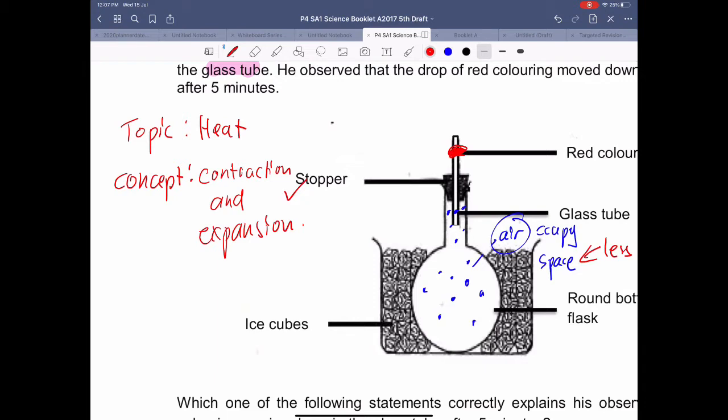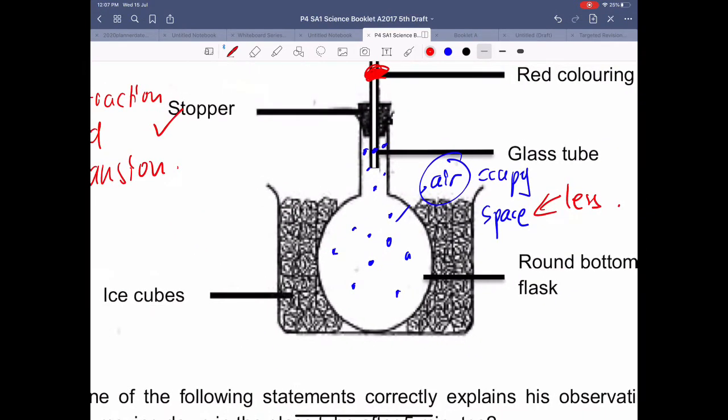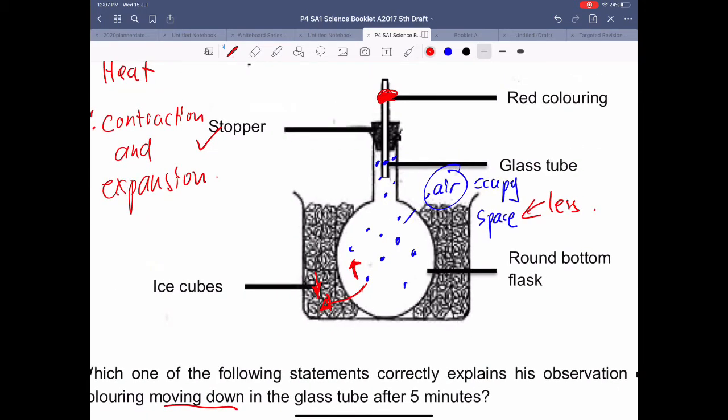So based on this, I know that something can reduce in size by contracting. And when you contract, you need to lose heat. So in this case, I know that ice cube is of a lower temperature as compared to my air. So heat will be lost from this region to this region. So when it loses heat, your air will actually contract and occupy less space. So when it occupies less space, the red color droplet will actually go down, will drop.